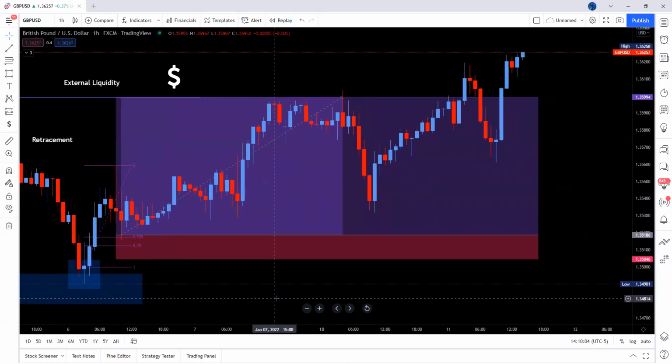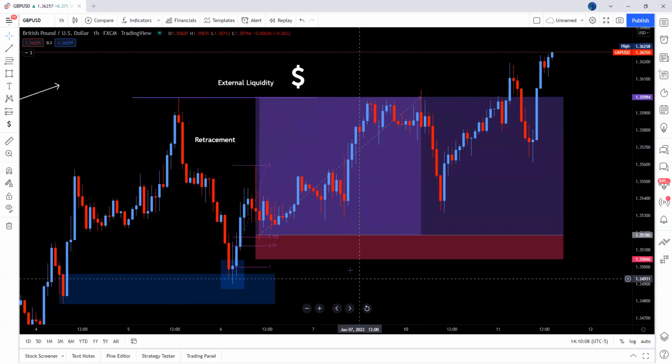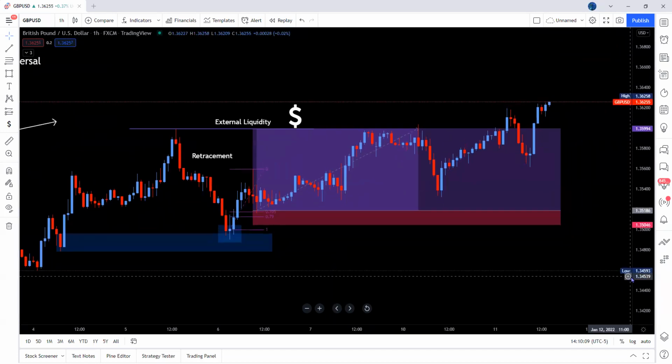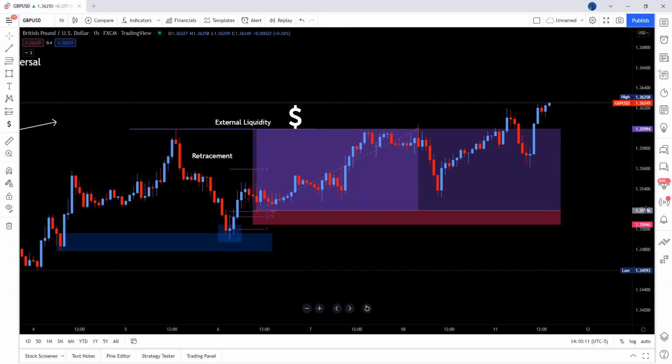Okay, so what did we learn from this trade? Can anybody tell me what we learned from this trade? You guys can unmute, you can do whatever you want, just one at a time. Tell me, what did you learn from this trade?